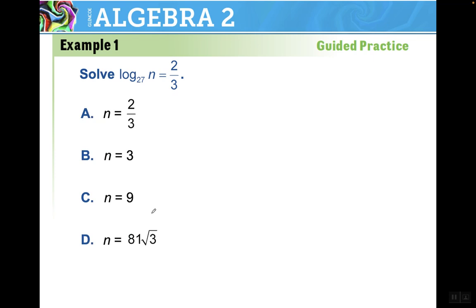All right, so this one, you can go ahead and do it, but I just write it as 27 to the power of 2 over 3 and put it right in my calculator.